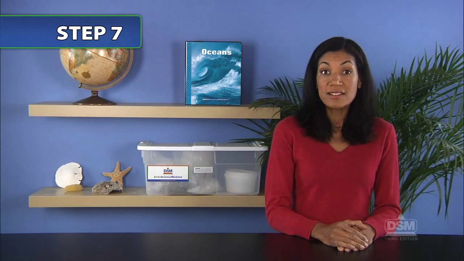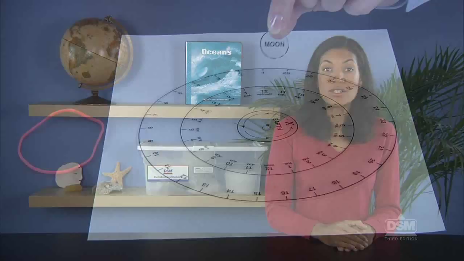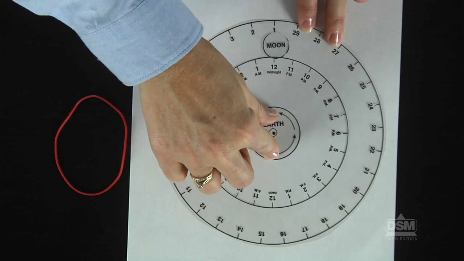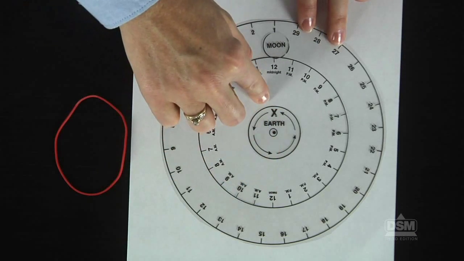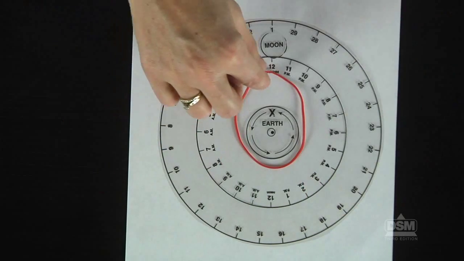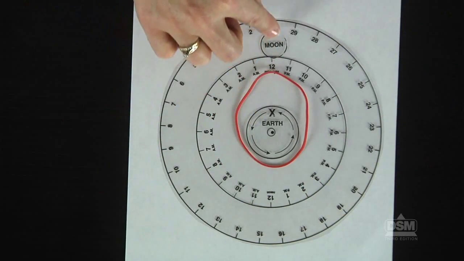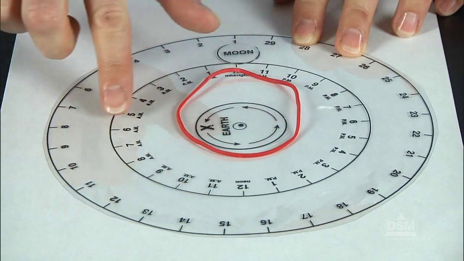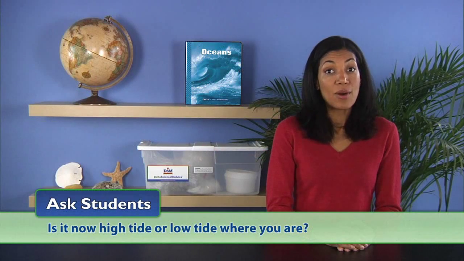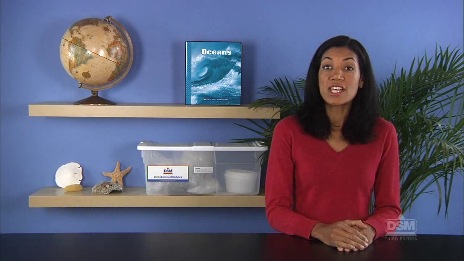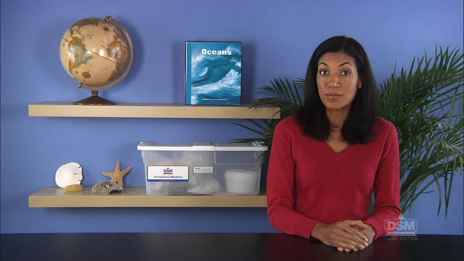Then, on the tidal dial transparency, place the Moon at day 1. Line up the Earth disk so that the X is at 12 midnight, and position the rubber band to simulate high tide at that time and location. Move the Earth disk a quarter turn without disturbing the rubber band. Ask students, is it now high tide or low tide where you are? Students should identify the tide as low.